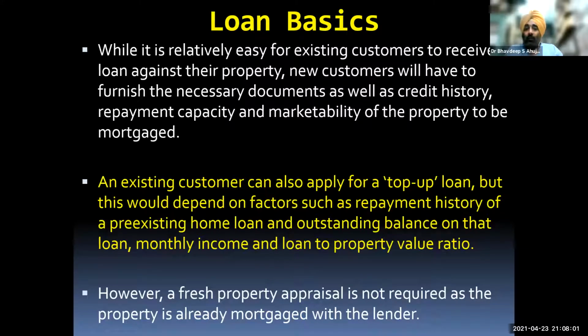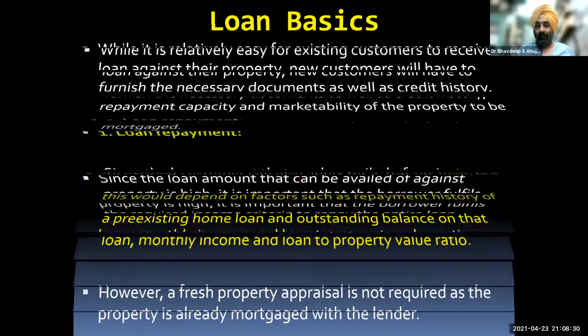Otherwise, you have to furnish your documents like a credit history, repayment capacity, and your property's marketability. Those things will have to be assessed by the bank. As I said, you can opt for a top-up loan as well if your pre-existing home loan is done with, and if you have a good outstanding balance or the loan to value ratio is high. Then you don't need to go in for a fresh property appraisal by the bank because it is already a mortgage with the lender.